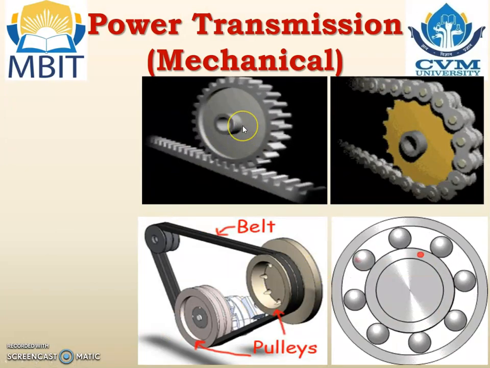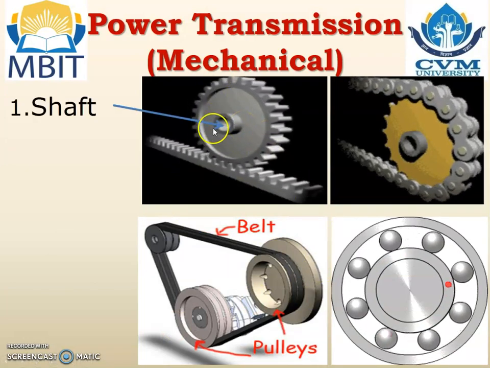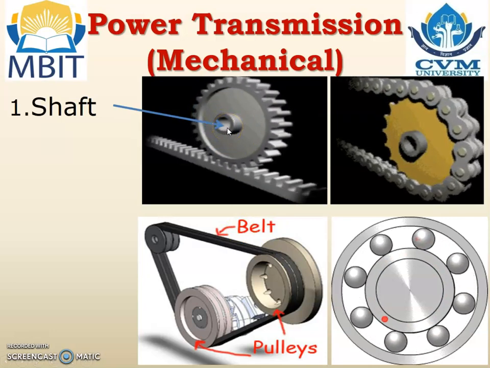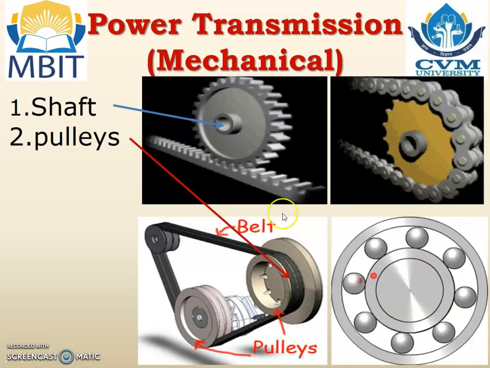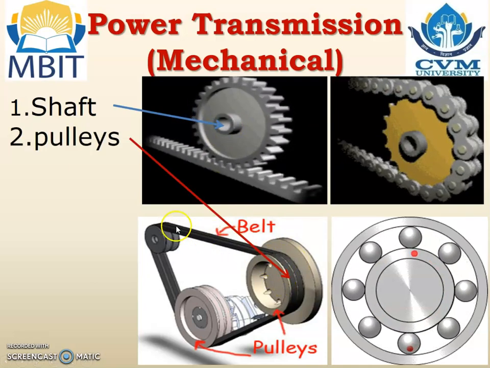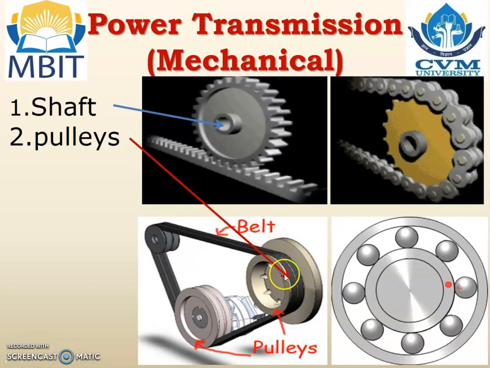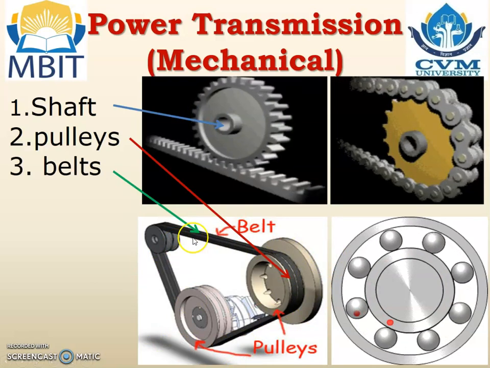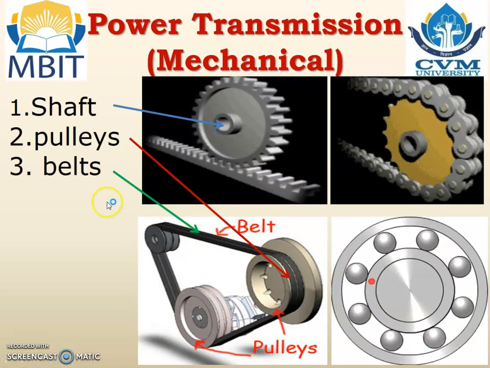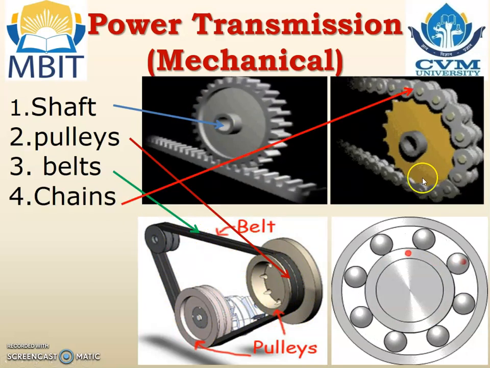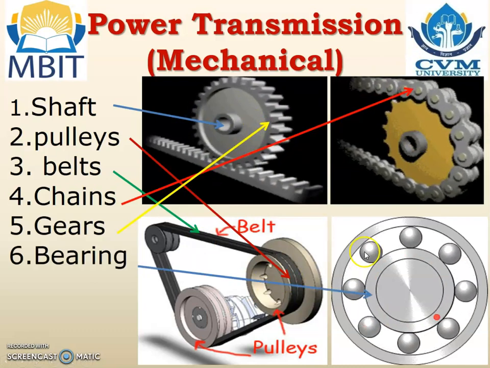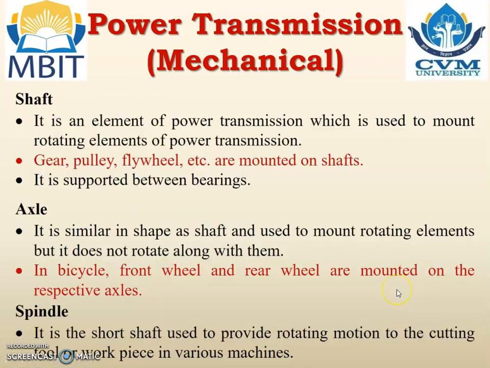So you can see the different examples as we have studied. This center portion on which the gear is connected is known as the shaft. That is one element of power transmission. This is the pulley on which the belt or the flexible connection is connected, that is known as the pulley. This is the belt through which a number of pulleys are connected, that is known as the belt. Chain, gears, bearings. So all are different elements of power transmission.